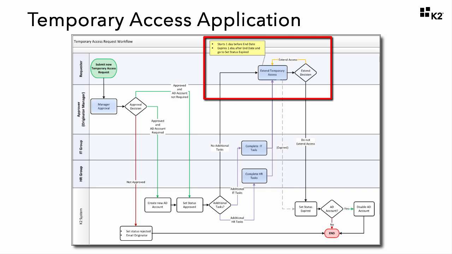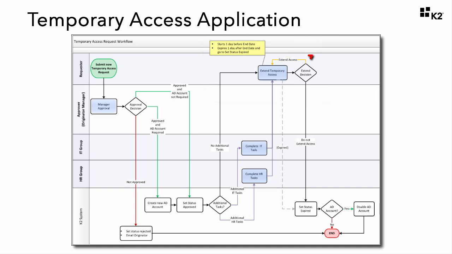Then, the requester must decide whether or not to extend the access for the temporary user. If access is extended, the workflow will loop back to the extended access step and wait there until the day before the new end date. This loopback is available as long as the originator requires that the access be extended. If the originator selects the Do Not Extend Access option, the system will set the access request status to expired, and if an account was created for the temporary user, it will automatically disable that account.